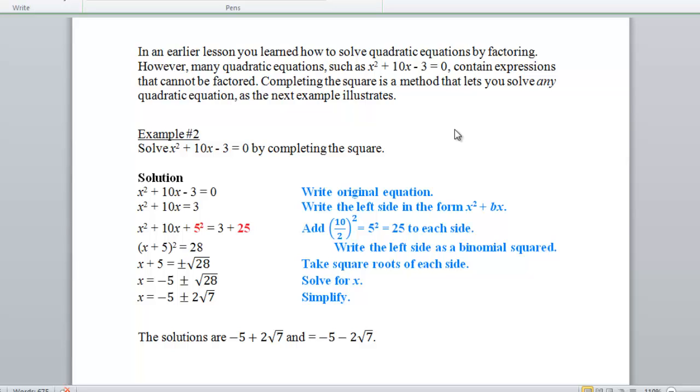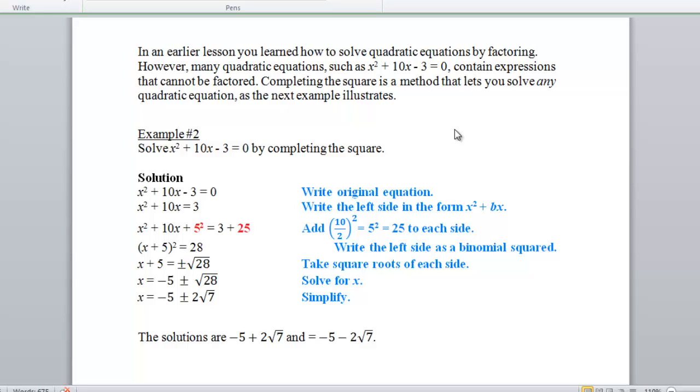Now that we've learned completing the square, we're going to use this process to help us solve quadratic equations. In past lessons, we've learned how to solve quadratic equations through factoring and square roots. However, at times we're going to get a quadratic equation that can't be factored, nor can we use square roots. This is where the completing the square process is going to allow us to solve any quadratic, no matter what the form of it is.